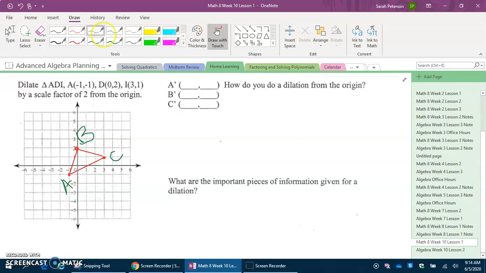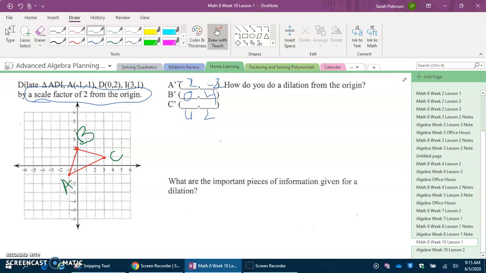So it says multiply by a scale factor of 2 from the origin. So again, our center of dilation is the origin, and we're having a scale factor of 2. So that just means I'm taking each point and multiplying it by 2. So if I have A, which is -1, -1, I'm going to multiply both of those numbers by 2. So I'm going to get -2, -2. Then I'm going to take B and multiply 0 by 2 to get 0, and 2 by 2 to get 4. And then C, which is 3 and 1, I'm going to multiply 3 by 2, which is 6, and 1 by 2, which is 2.